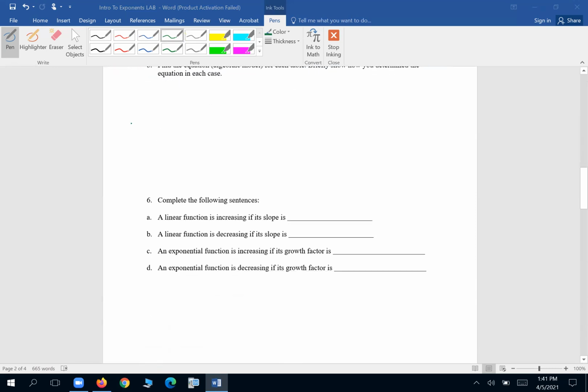All right, last part. Problem 6. Here we go. Let's do it in blue. A linear function is increasing if its slope is, what do you think? Positive. And it's decreasing if its slope is negative. Notice I'm still using blue for linear functions. And for exponential, the exponential function is increasing if the growth factor is bigger than 1. Let me draw that one more time with my stylus. I think I'm learning how to fix it here. So b is greater than 1. And it's decreasing if it's less than 1.